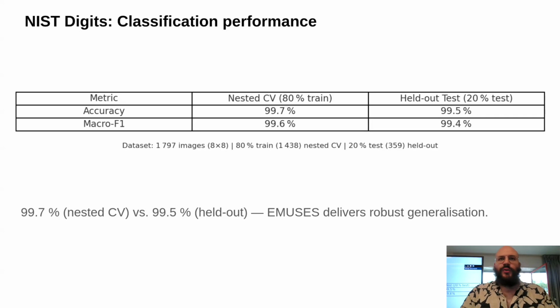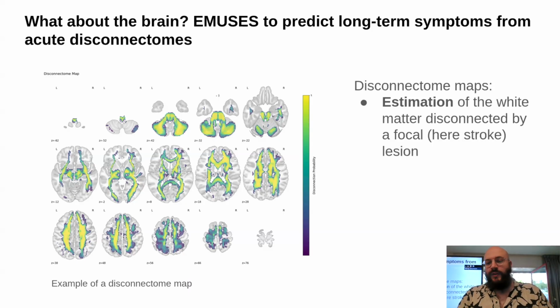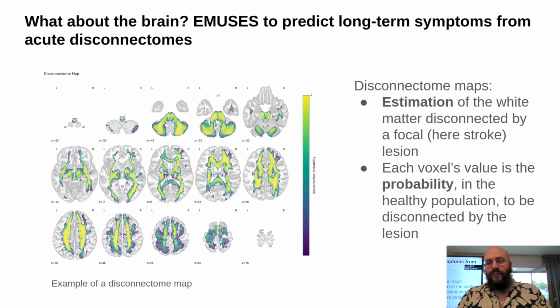So of course that's a toy example. That's not really interesting for neuroimaging, but just to show that the method can reach pretty decent performance. But then if we go to the brain, so that's what you saw, the disconnectome maps, the probability of being disconnected in every voxel. It's actually the data set that was presented several times. It's the data set of the disconnectome symptom discoverer, so 1,333 images.